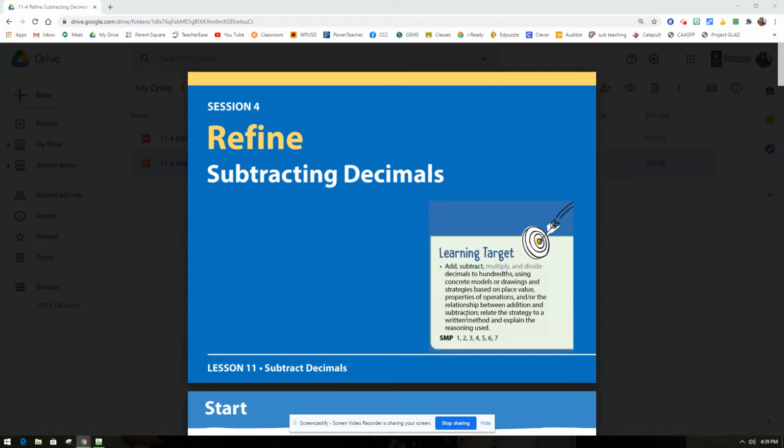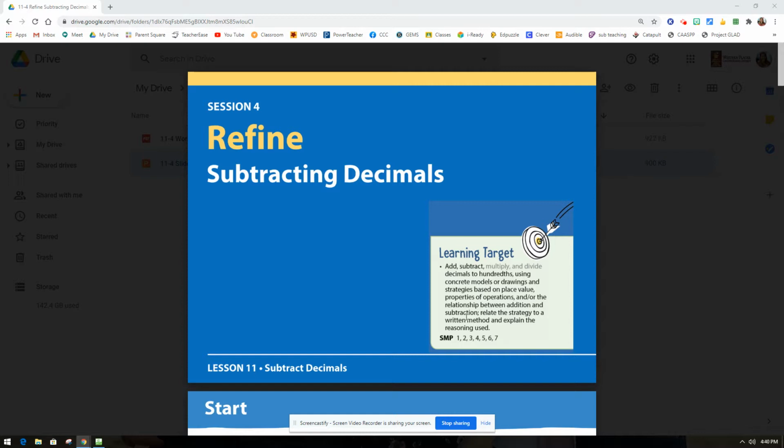Today is our refined session, and we will be taking everything we have learned about subtracting decimals, and we will use many different strategies to solve these subtraction problems. So we're going to take everything we've learned over the last 4 or 3 days and put it all together to show what we know.